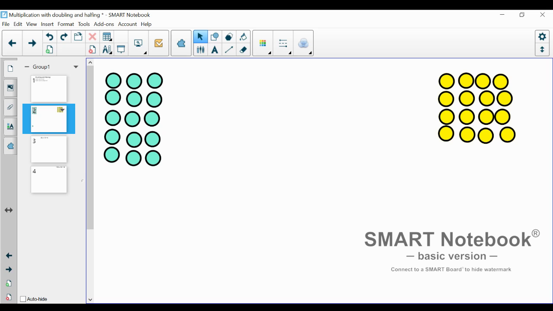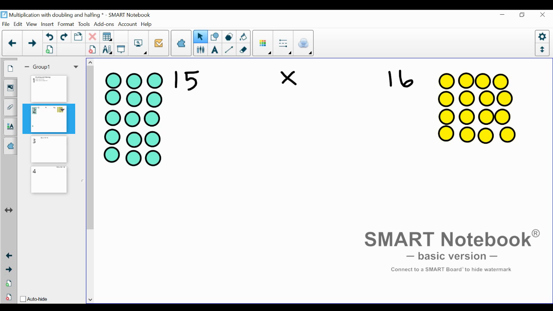As you can see, I have two arrays here. One has 5 up and 3 across, which means I have 15 here. And this one over here has 4 up and 4 across, meaning I have a value of 16. Let's say we wanted to multiply 15 times 16. Now, I don't know about you, but multiplying 15 times 16 in my head is very tricky for me to do. There aren't a lot of tricks to multiplying 15 times 16 in your head.